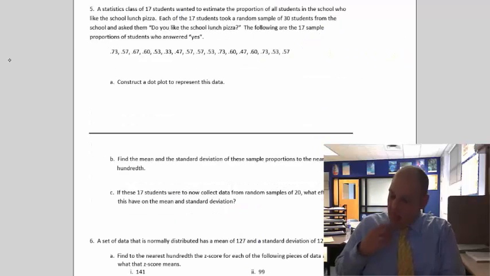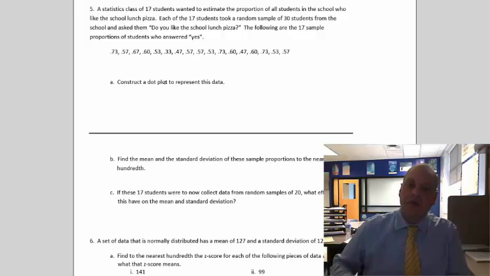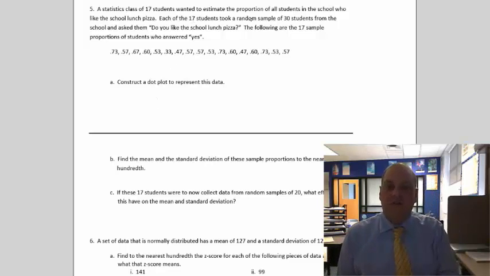Okay? Page 2, we rolled through page 1 nice and quickly, right? Page 2. A stats class of 17 students wanted to estimate the proportion of all students in the school who liked the school lunch pizza. Each of the 17 students took a random sample of 30 students from the school and asked them, do you like the school lunch pizza? The following are 17 sample proportions, sample proportions of students that said yes.